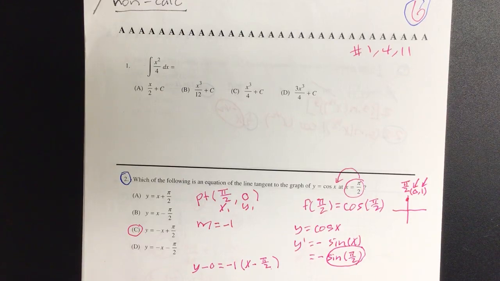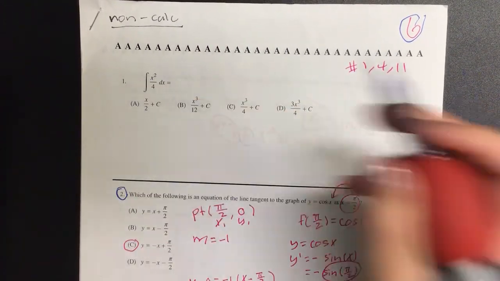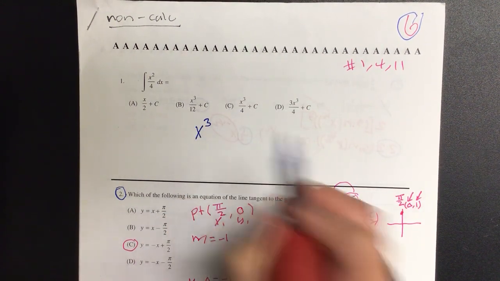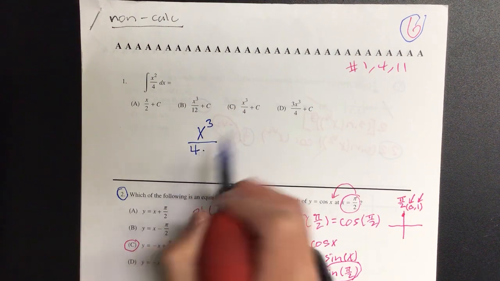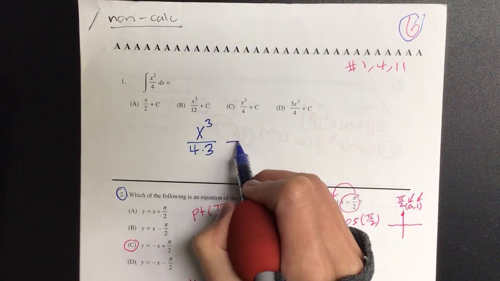Okay, on number 1, we are integrating. So let's do the normal rule. We take the power and do what? Add 1 more power. And then I already have 4 on the bottom, but whatever that power is, we divide it by that power also. And of course, we have the plus c.